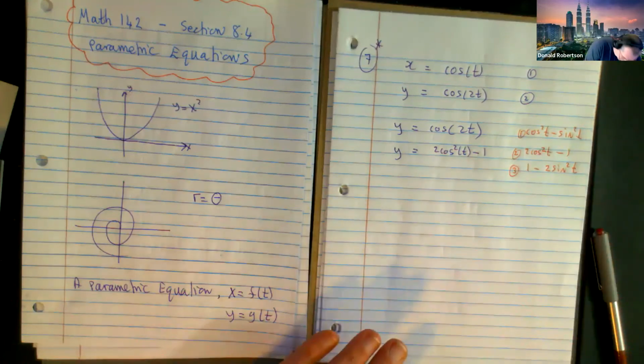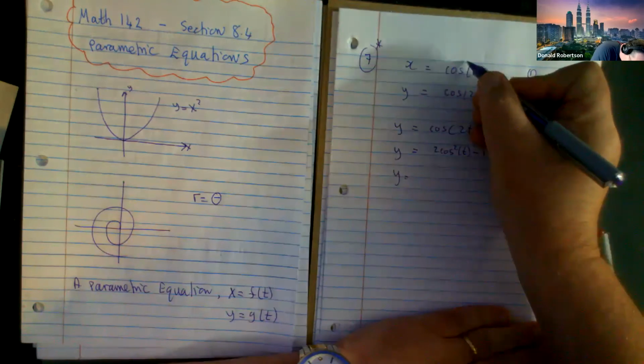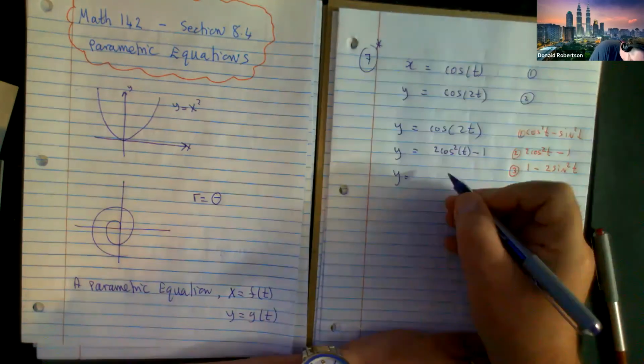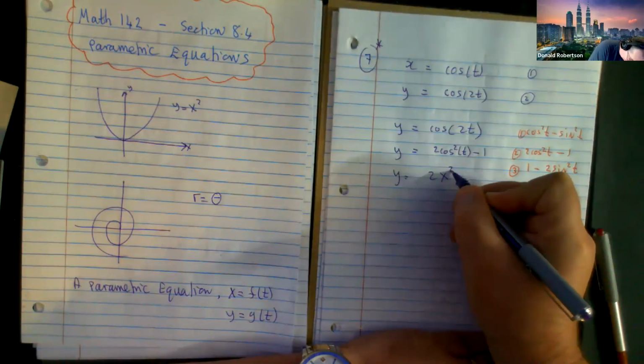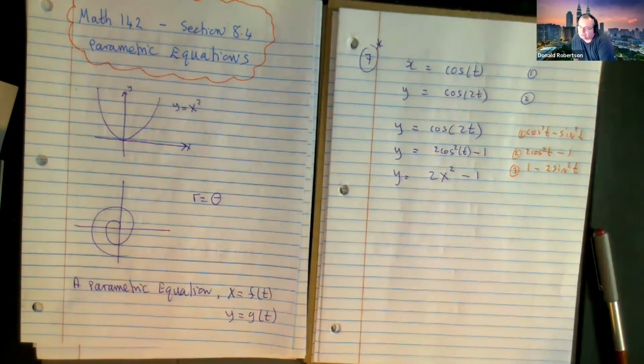Now that you've done that, and since x is cosine of t, won't this just become 2 cosines? Becomes 2x squared minus 1. Cool.